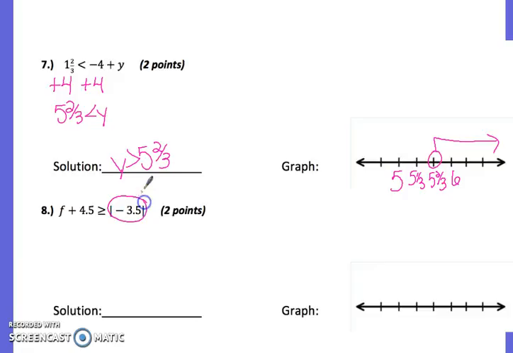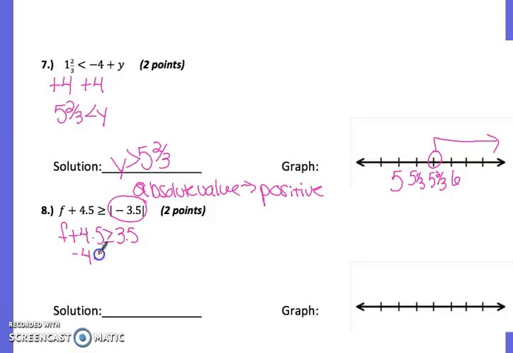For this one, you first have to do your absolute value. And remember, absolute value always comes out to be positive. So the absolute value of negative 3.5, you get f plus 4.5 is greater than or equal to positive 3.5. Subtract 4.5 from both sides, and you get f is greater than or equal to negative 1. So that's your solution, and now it's just time to graph. So we have negative 2, negative 1, 0, a closed dot on negative 1. Everything greater is to the right.